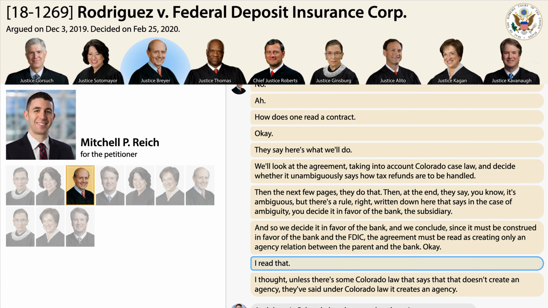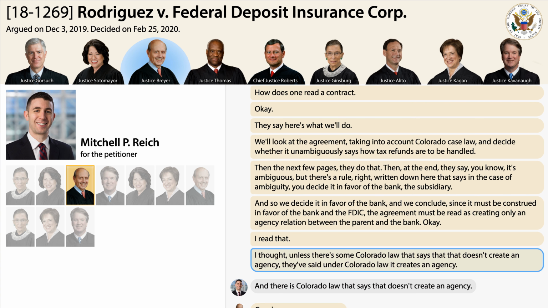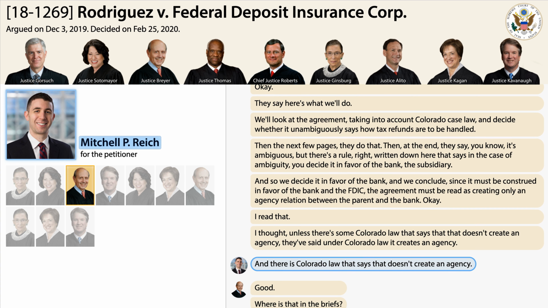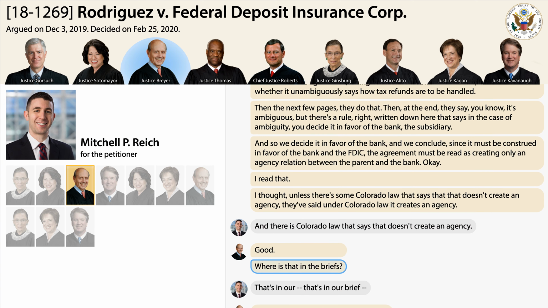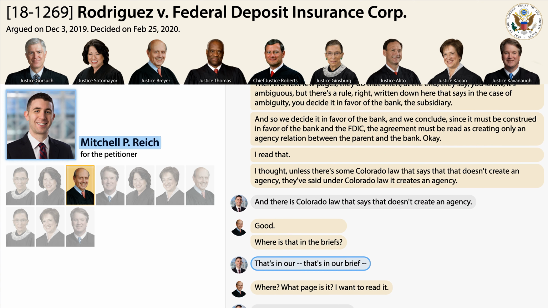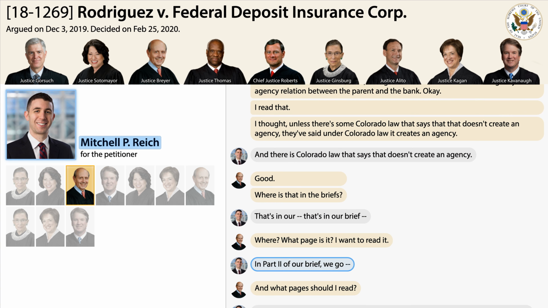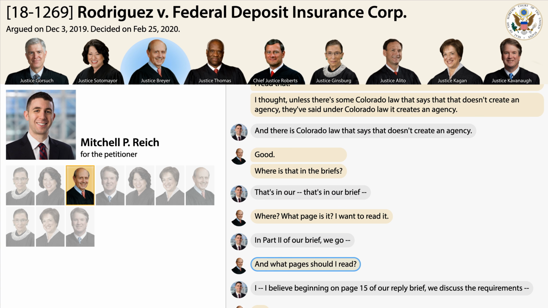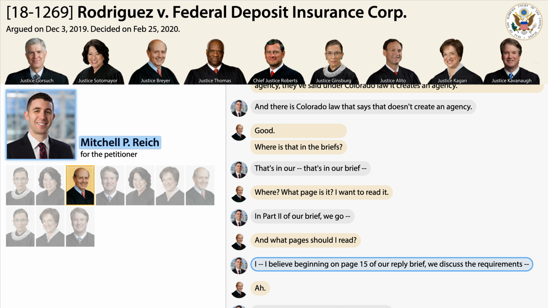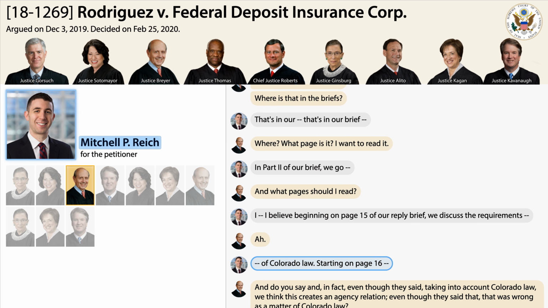Okay, I read that. I thought, unless there's some Colorado law that says that doesn't create an agency, they've said, under Colorado law, it creates an agency. And there is Colorado law that says that doesn't create an agency. Good. Where is that in the briefs? That's in our brief. Where? What pages? I better read it. In part 2 of our brief. And what pages should I read? I believe beginning on page 15 of our reply brief, we discussed the requirements of Colorado law, starting on page 16.